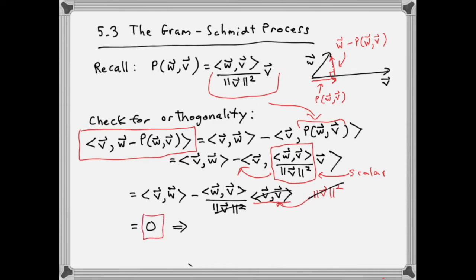So this picture right here is accurate. This means that V and W minus the projection of W onto V are orthogonal.